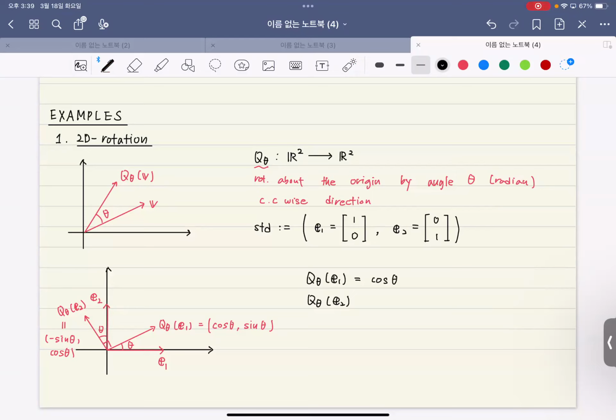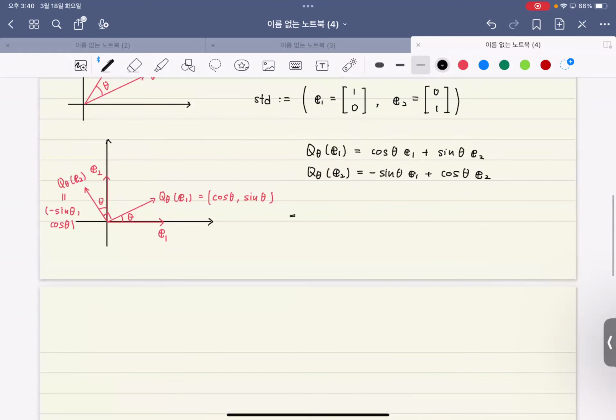So now I want to write down this guy as a linear combination of these two vectors. So it has to be cosine E1 plus sine E2. And this is minus sine E1 plus cosine of E2. Agreed? Okay.